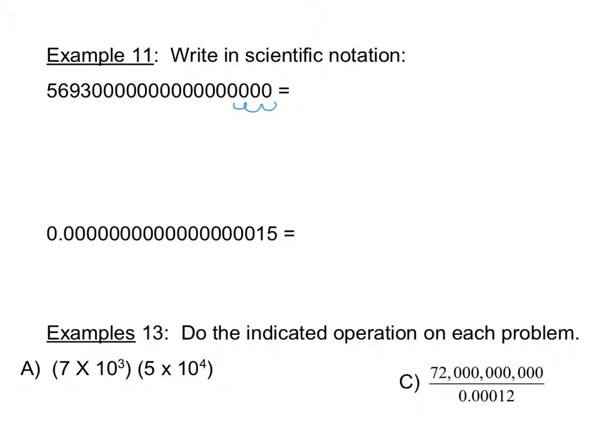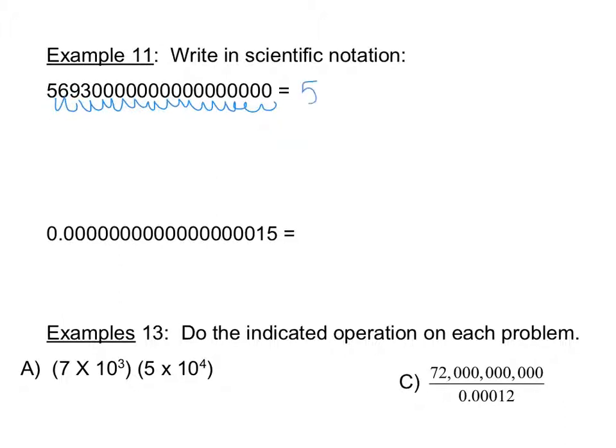1, 2, 3, 4, 5, 6, 7, 8, 9, 10, 11, 12, 13, 14, 15, 16, 17. Now I'm looking there. I'm at 569.3. That's not between 1 and 10. How about 56.9? Not between 1 and 10. How about 5.693? Yes. So now we have to count again. So we have 1, 2, 3, 4, 5, 6, 7, 8, 9, 10, 11, 12, 13, 14, 15, 16, 17, 18, 19.